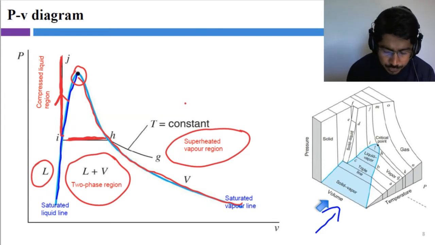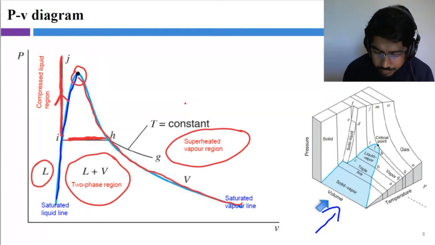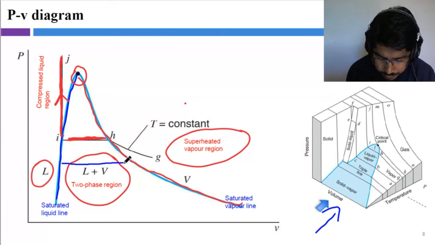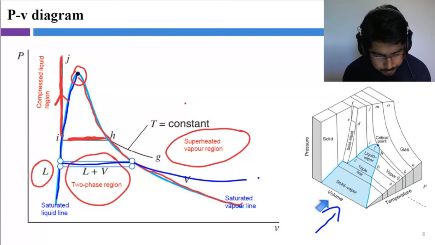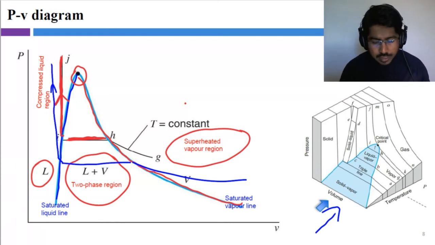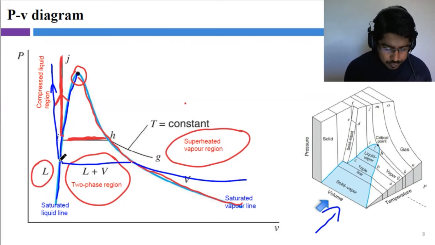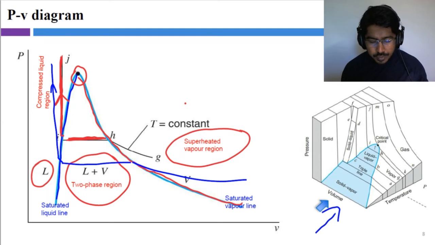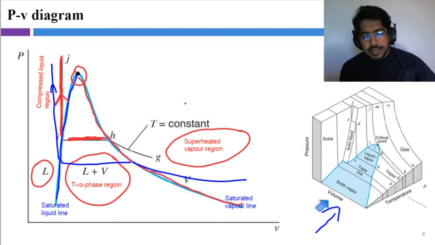So if I draw another isothermal line, like this, let's say, it will look like this, right? Again, as the pressure builds up, the specific volume change with a huge pressure gain is insignificant.